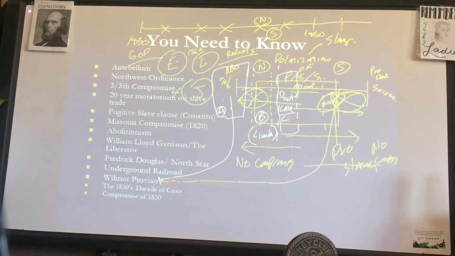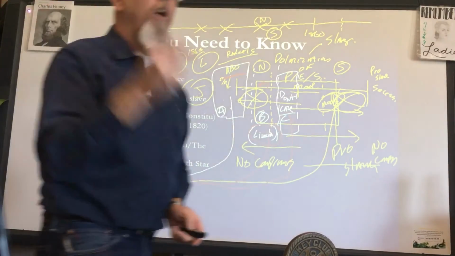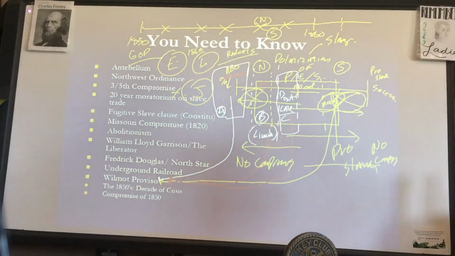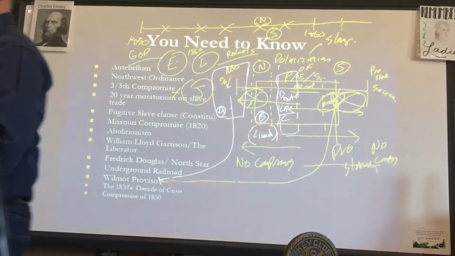After the election of Lincoln. Lincoln's election is the tipping point for the South. Lincoln was not even on the ballot in the South. He was in all these states, but his name was not on the ballot. So from the Southern perspective, look at what they're saying.